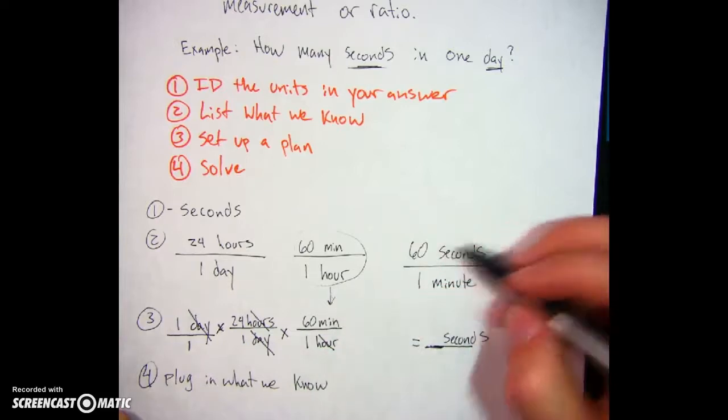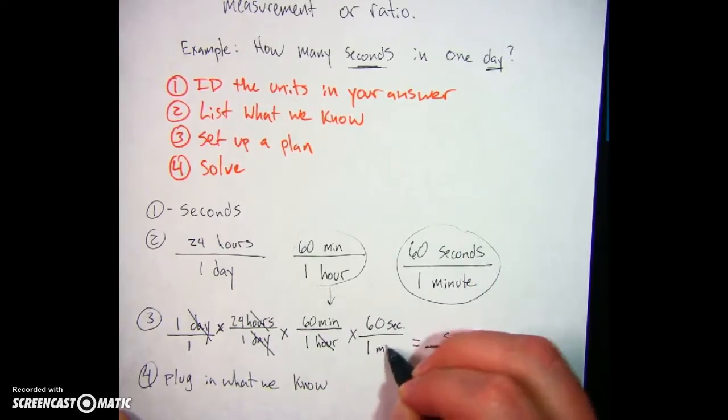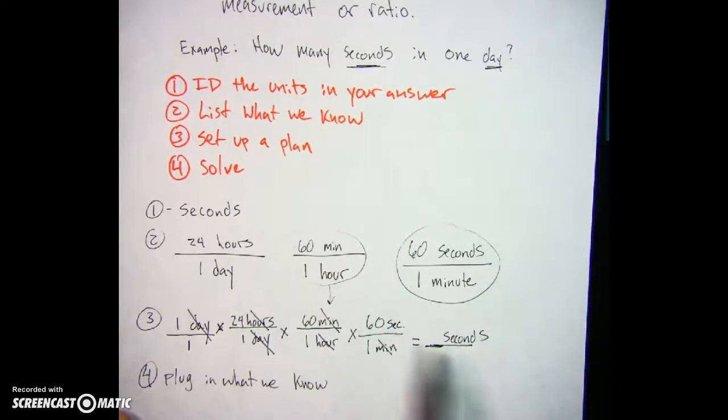I want seconds. I'm going to use this last one. 60 seconds in every 1 minute. Now those minutes cancel out, and I'm left with seconds. That's the thing that I wanted.